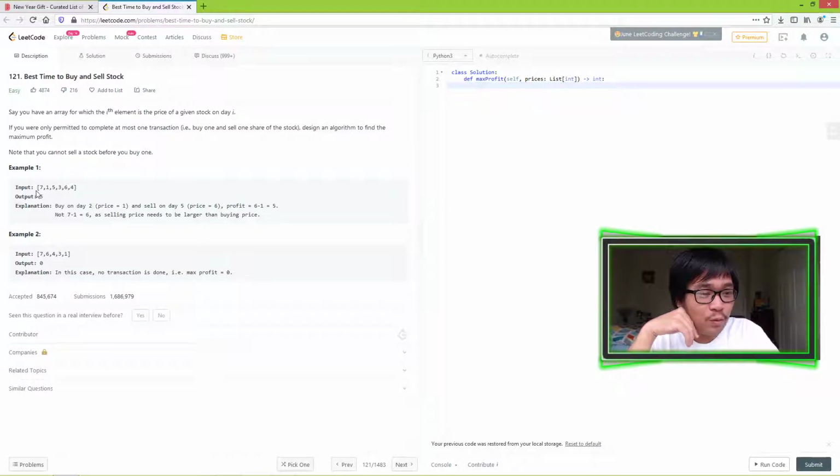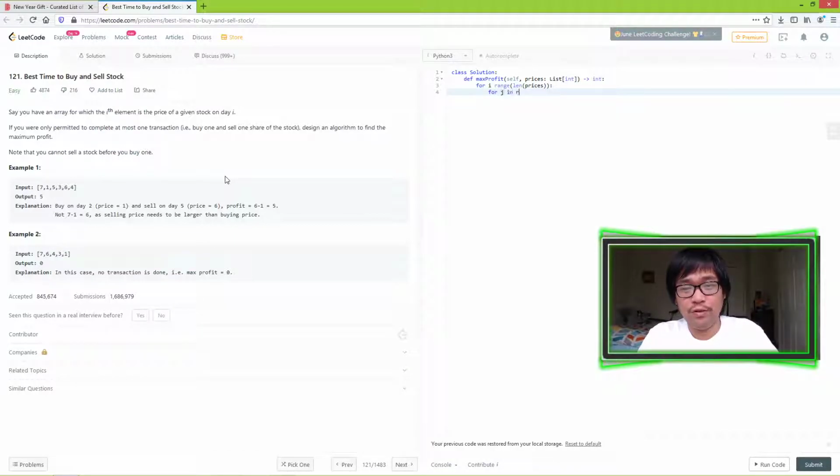So there's input 7, 1, 5. What we could do is iterate through it and then compare to see which value has the most profit. I mean, it's really slow. It doesn't make sense to do it this way at all. But sometimes it's hard to come up with a bad solution if you already know the good one. So for i in range, length of the prices. Okay, we're going to loop through it one more time. For j in range, i plus 1, and then length of the prices.